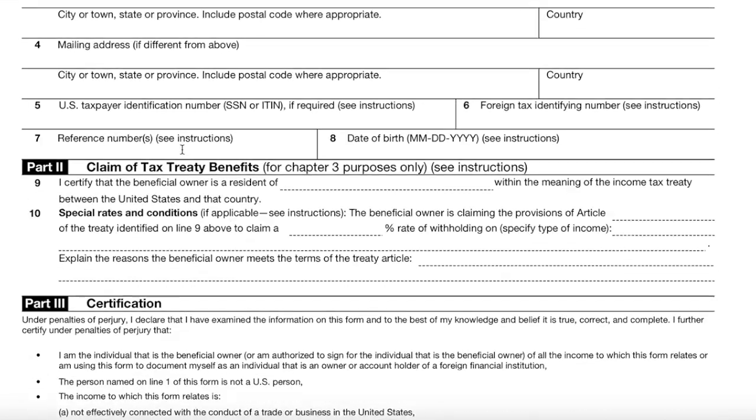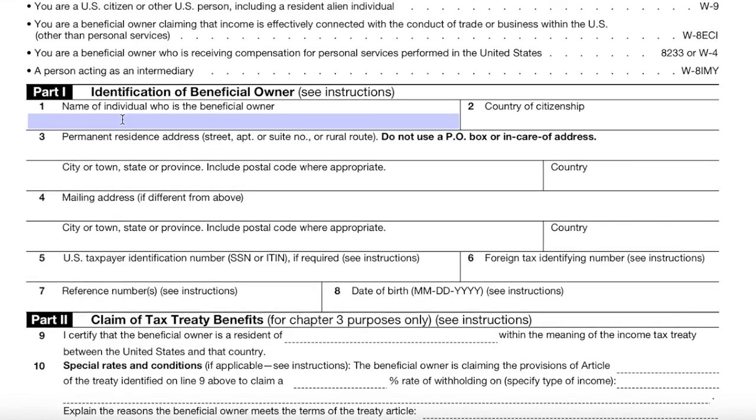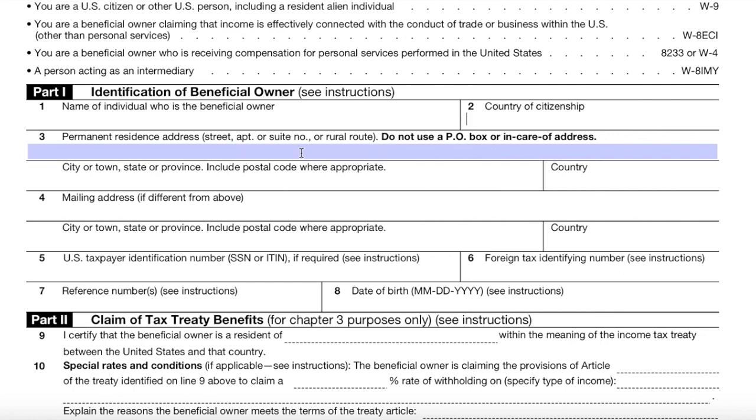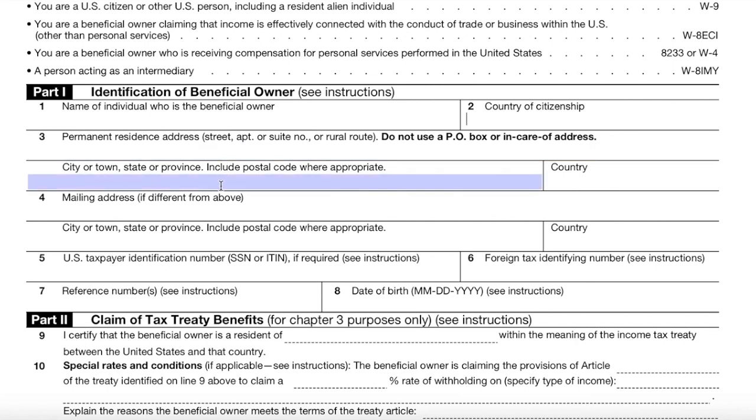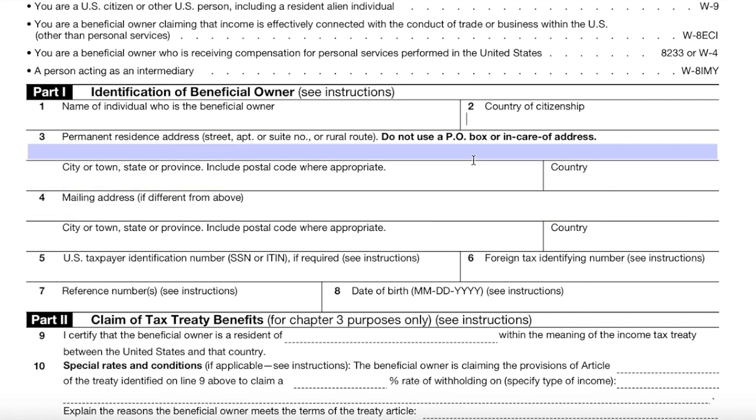The first part is your name. So obviously, just put your name there. Country of citizenship. In my case, it's United Kingdom. Or if you live in Australia or Canada or Germany or wherever, you want to put that there. And then permanent address, obviously, put your proper address there and your postcode, mailing address if different. Very important here, you want to put your country of residence.